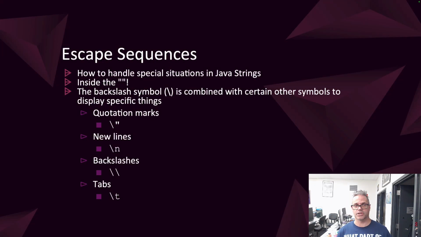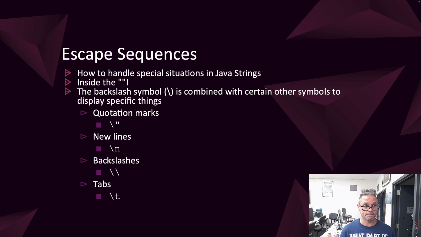When we make an escape sequence, we use the backslash symbol and some other symbol to make the actual escape sequence happen, and these happen inside the actual string literals. We have quotation marks, new lines, backslashes, and tabs. They're the most common ones we see. So to do quotation marks, it's a backslash and a quote. To do a new line, it's backslash and an n. For a backslash, yep, it's backslash, backslash, and for a tab, it's backslash t. So you can use that. You can see that in some code samples on my other videos, and we'll do that as we work with this as well.